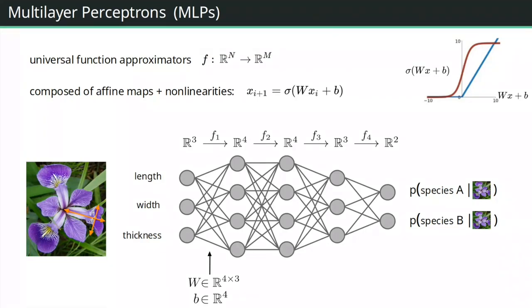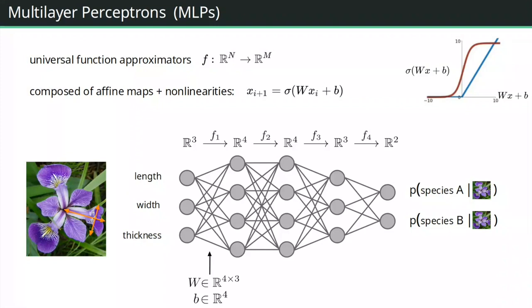So a multi-layer perceptron is often claimed to be a universal function approximator between two finite dimensional vector spaces. So you can learn any map from R^n to R^m. For instance, here, what you see in this image is a map which goes from R^3 to R^2 in the end, and you could use it, for instance, to classify such flowers here, which have three features as input: the length, the width, and the thickness of the leaves. And then you want to classify for probabilities that this thing is either in species A or in species B. So we can throw in any number of features, n features, and we can get m responses out.